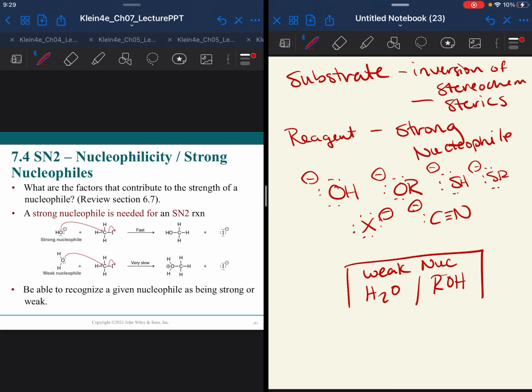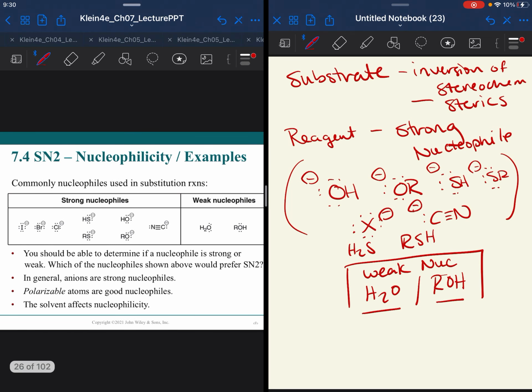So if it's something else, it's either going to be a strong nucleophile or strong base or both. And so all of these are strong nucleophiles. You even get H2S as a strong nucleophile. Thiols are strong nucleophiles. So they're not always charged. But weak is going to be water and alcohol. Did I miss anything? We have our halides. We have our S ions, our O ions, and our cyanide ion. And then your weak nucleophiles are water and alcohol.